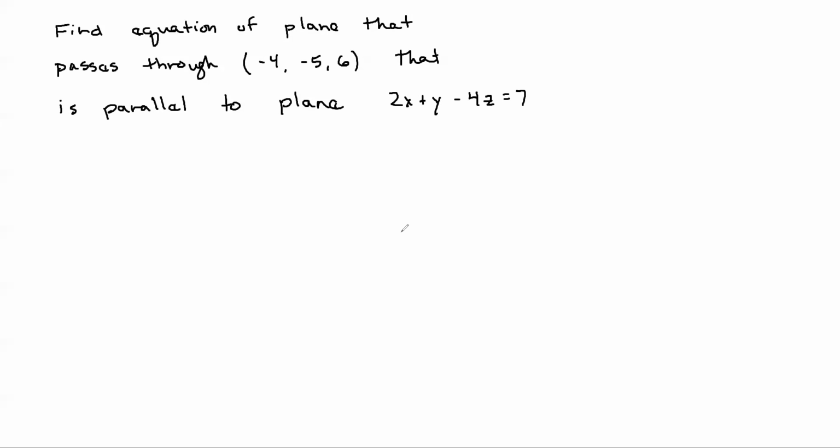Okay, so when you're asked to find the equation of a plane, you need two pieces of information. You need a point and you need a normal vector. So in this problem, they say find the equation of a plane that passes through the point. They gave us the point, but they did not give us the normal vector. Instead, they gave us a plane that is parallel. Well, let's draw ourselves a picture and see if we can wrap our heads around what the information they gave us is. So we have a plane.